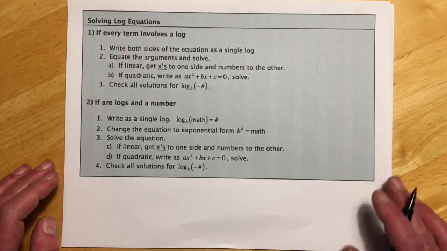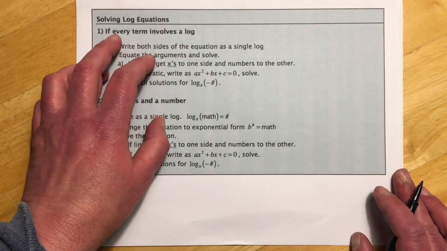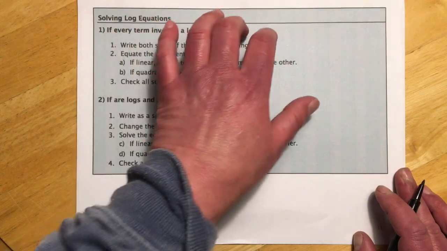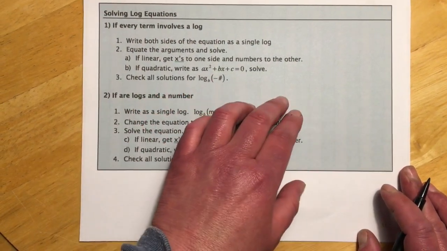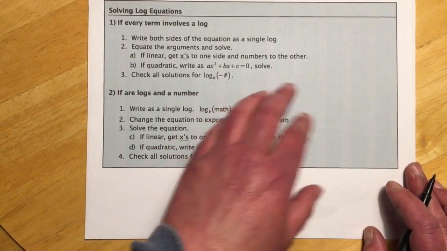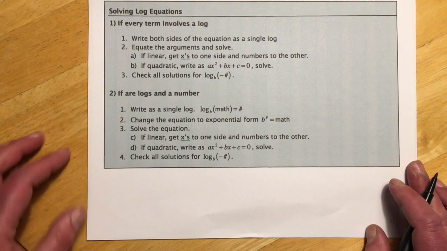Okay, then we're going to have a couple of versions of log equations to look at. Basically we're going to have one version where every term has a log, so it'll just be log, log, log, log. And then we're going to have another version where we have log, log, and then equals some number, or maybe just a log equals a number. So that's how we can tell the difference on which way to go.